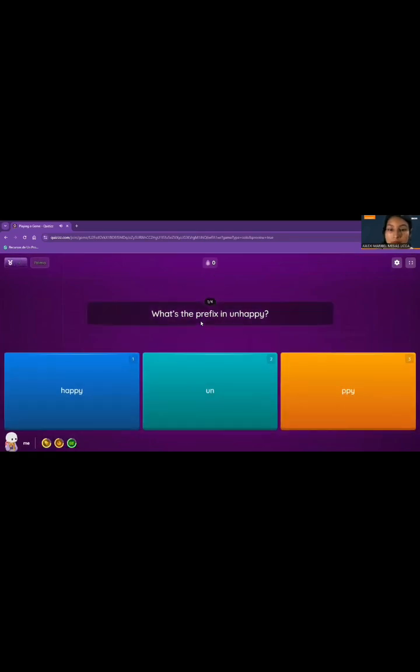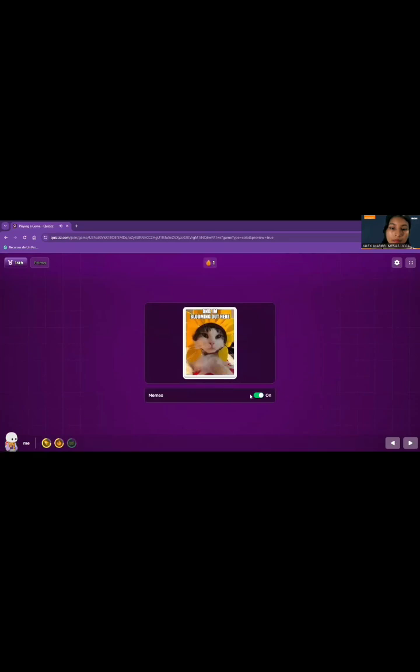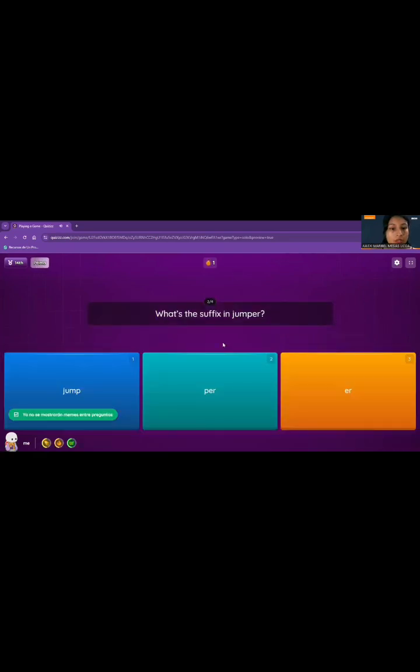Okay, what is the prefix in unhappy? The prefix is un, because the root word is happy. Okay, in number 2, what is the suffix in jumper? The suffix is er, because the root word is jump.